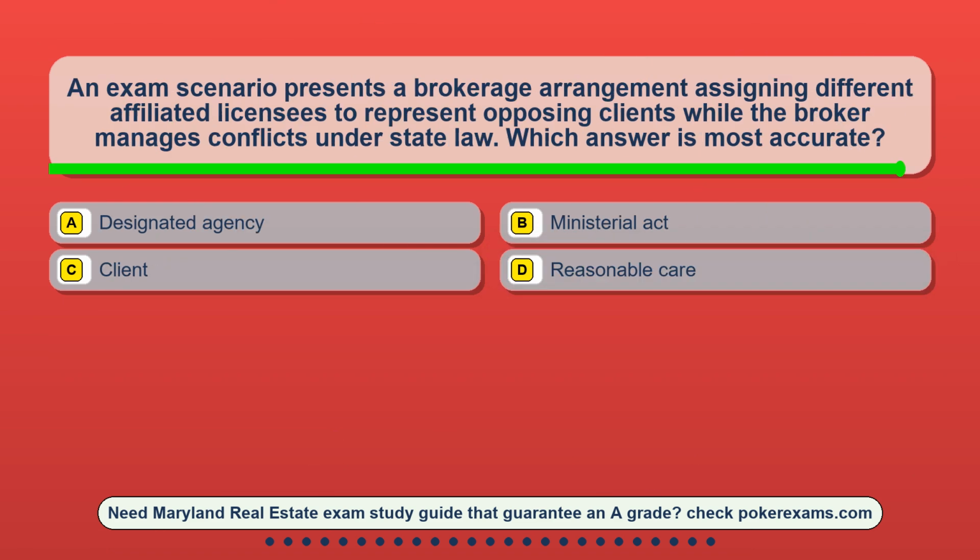Question 25. An exam scenario presents a brokerage arrangement assigning different affiliated licensees to represent opposing clients while the broker manages conflicts under state law. Which answer is most accurate? Option A, designated agency. Option B, ministerial act. Option C, client. Option D, reasonable care.